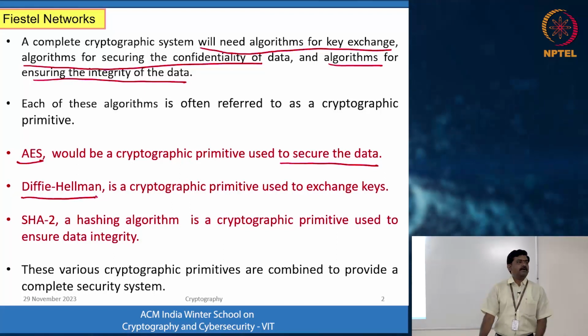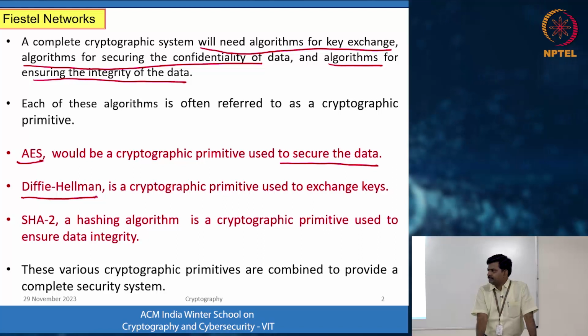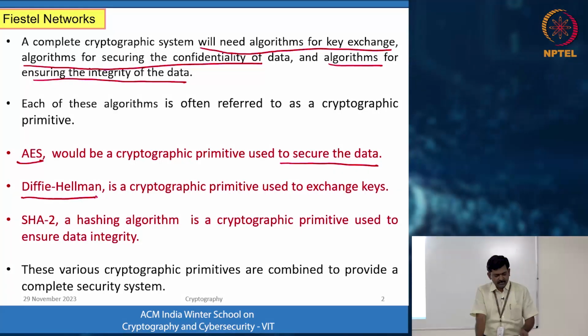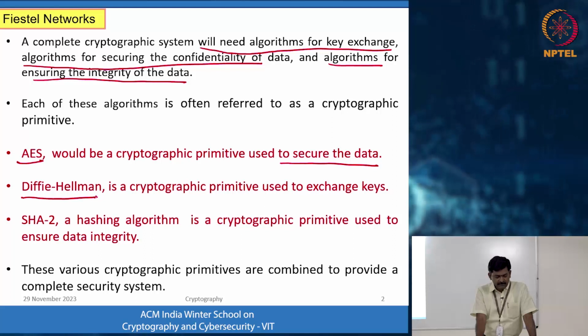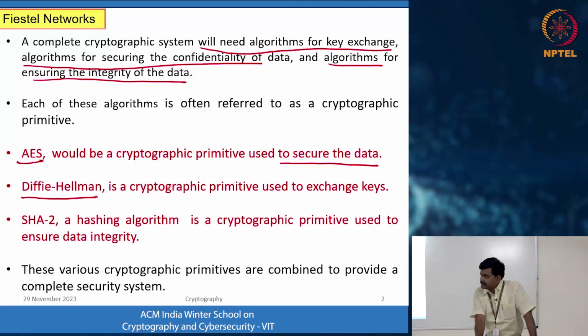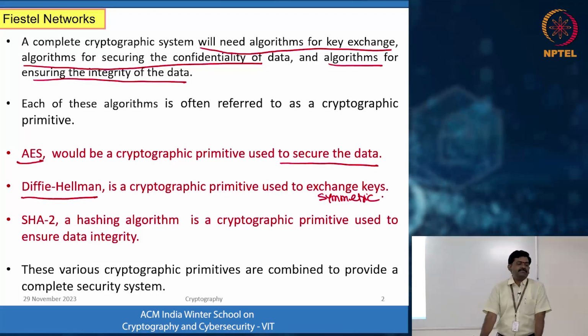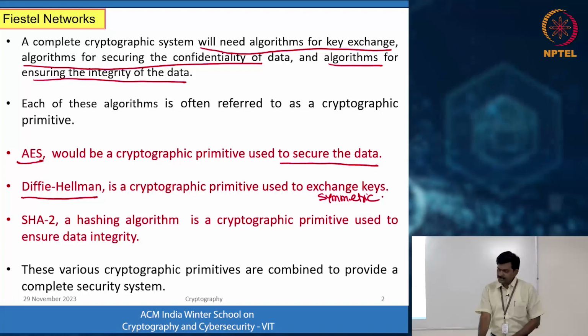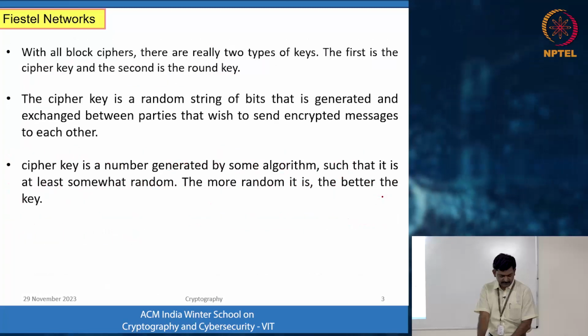By the way, have you checked that paper? Today morning I have shared it in the WhatsApp. In 1978, the paper was written by Diffie-Hellman. You notice what this point says? The Diffie-Hellman is a cryptographic primitive used to exchange the keys. Which keys? Symmetric keys. Then you have a hashing algorithm called Secure Hash Algorithm, SHA, which is used for authentication and integrity purposes, right?